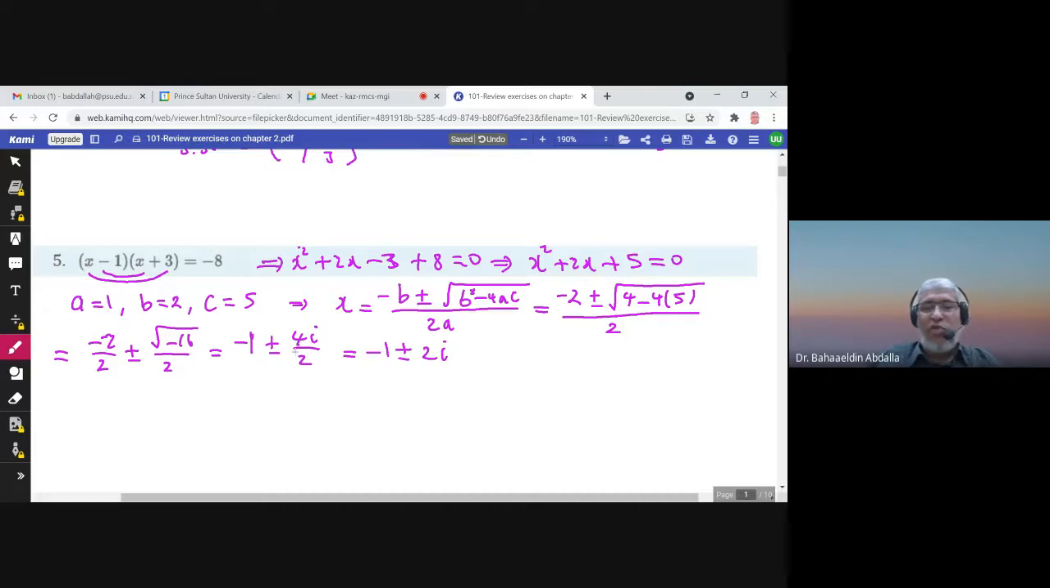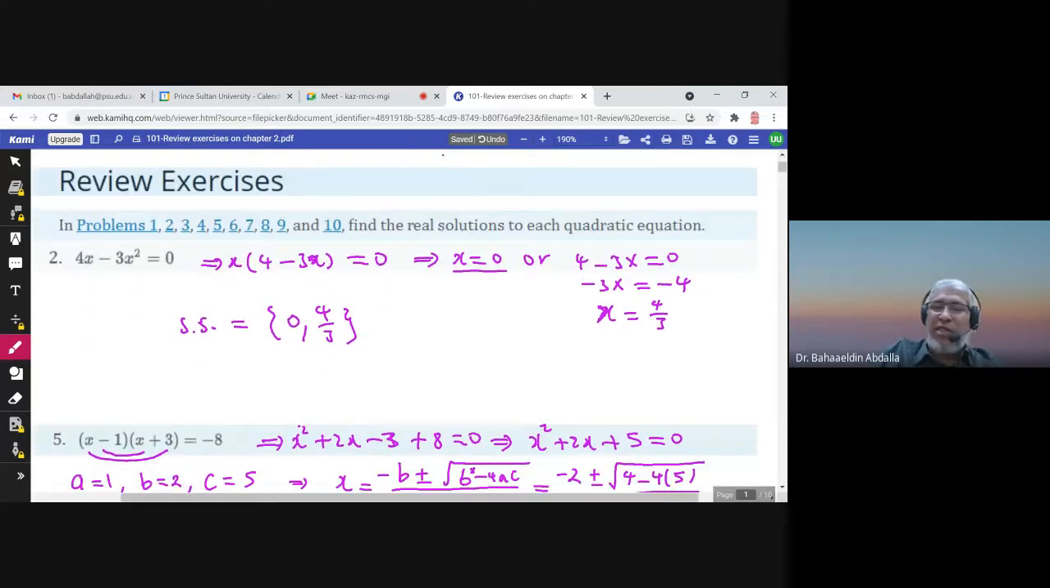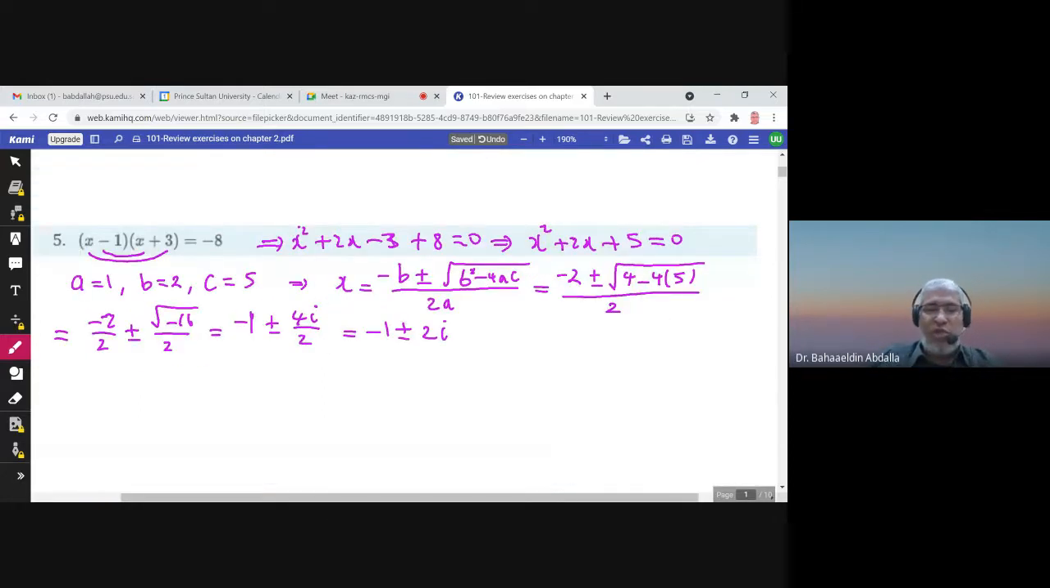So the two solutions of this equation are not real. And he is asking about find the real solutions. So I can say that no real solutions. So this equation has no real solutions.